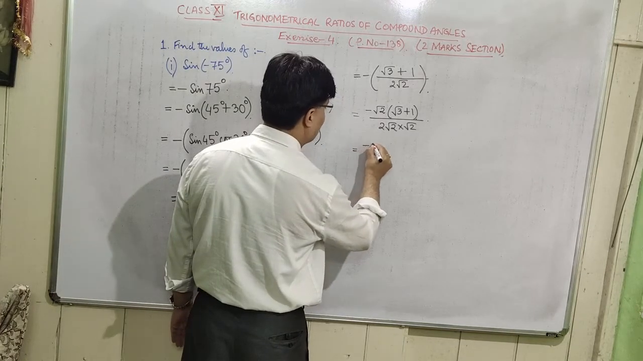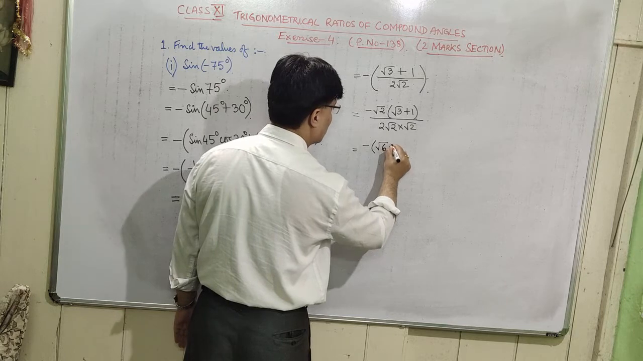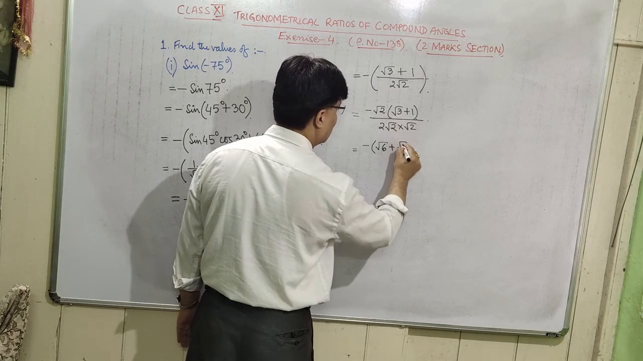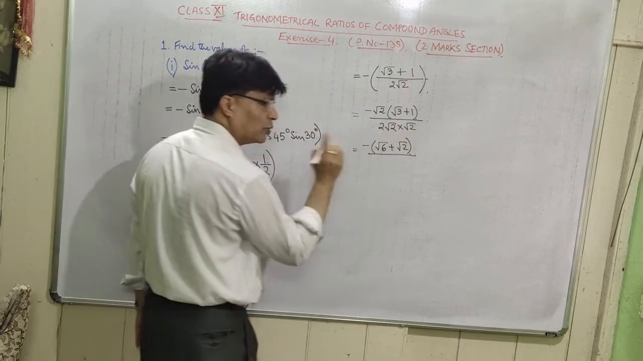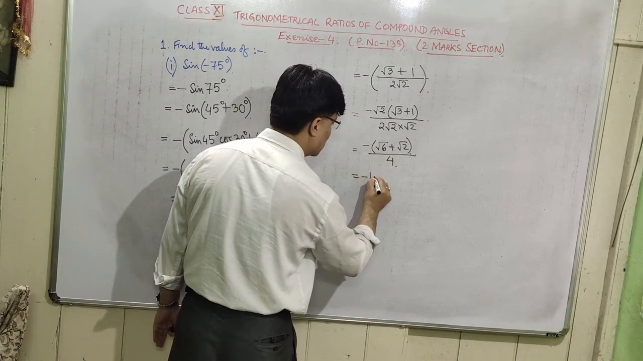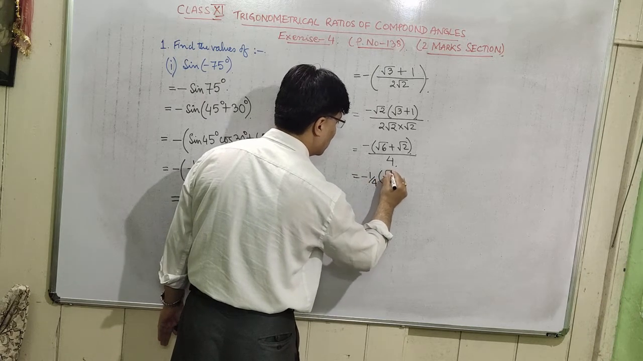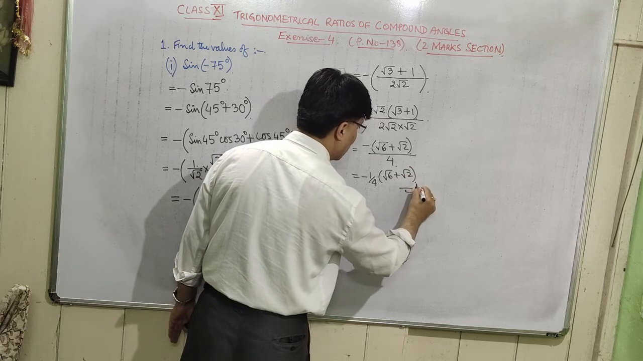So it is equal to minus, how much is it now? Root 2 into root 3 is root 6, plus root 2 into 1, that is root 2, divided by root 2 into root 2, which is 2, and 2 twos are 4. So the final answer is minus 1/4 within bracket root 6 plus root 2. So this is the answer.